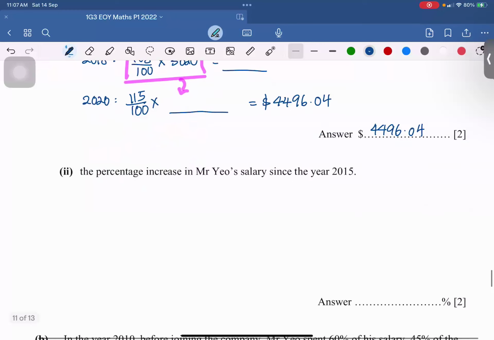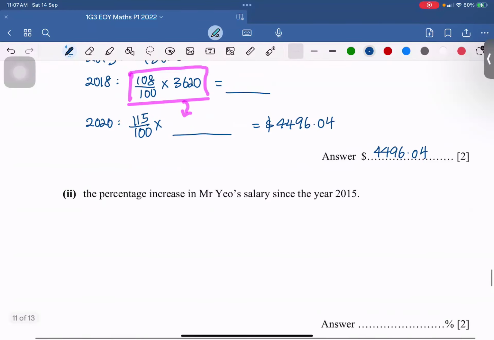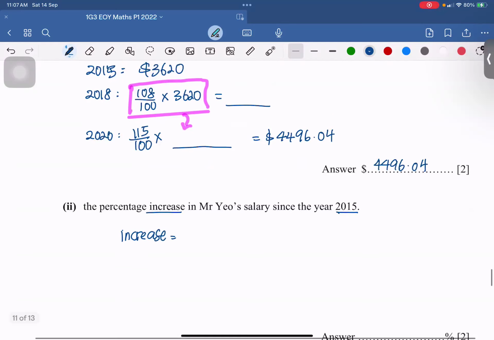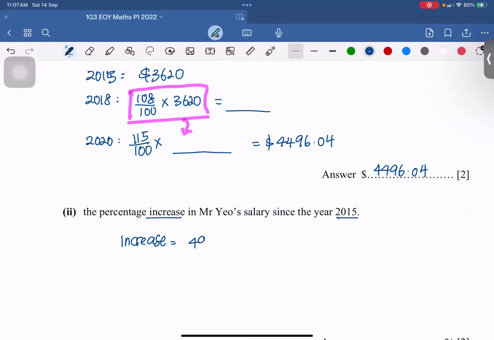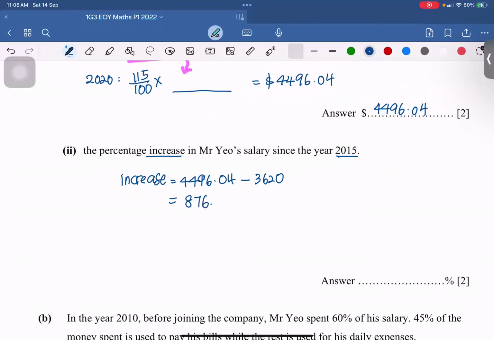Now, this question, you all commonly make a mistake. When the question says percentage increase, first kindly find the increase compared to 2015. So it was from 4496.04, subtract away the salary in 2015, 3620, to give you the number $876.04.